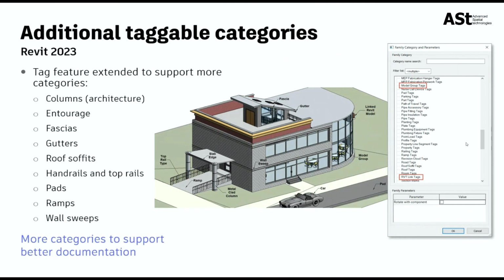So the tag feature is extended now to support more categories. So we have individual elements such as columns. These are the architectural columns. We have entourage, gutters, roofs, soffits, handrails, ramps, walls, and sweeps. It also includes model groups and Revit links, for example, to show their own name.